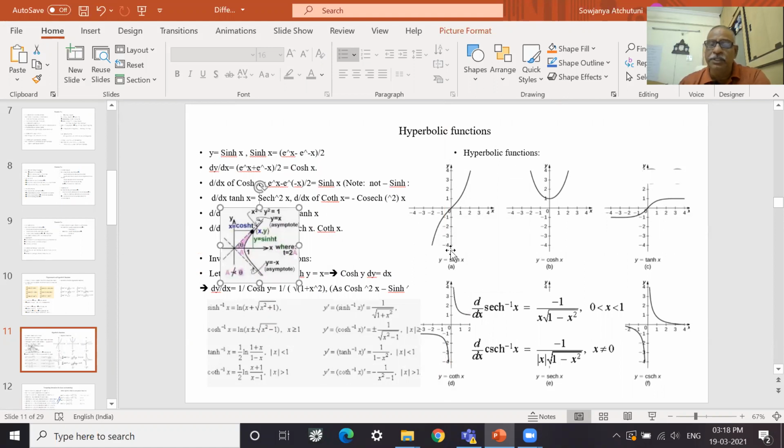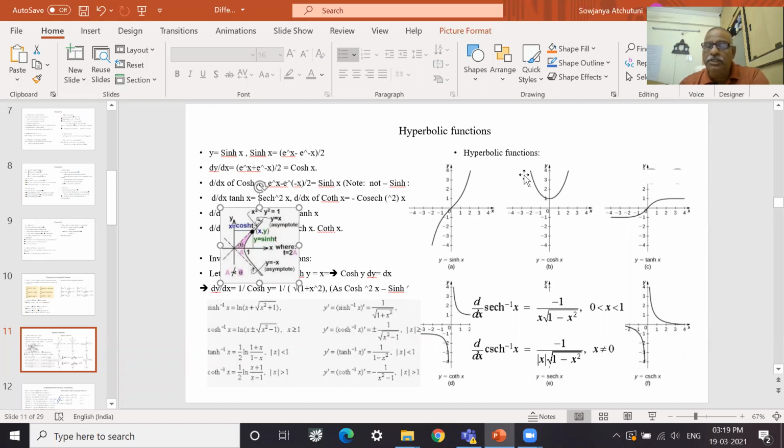See, hyperbolic, this is sinh x. When x is 0, y is 0, sinh 0 is 0, because e to the power of x minus e to the power of minus x, with x being 0, is 1 minus 1, so 0. This is going to infinity, and this is also going to infinity. This is the sine hyperbolic function.